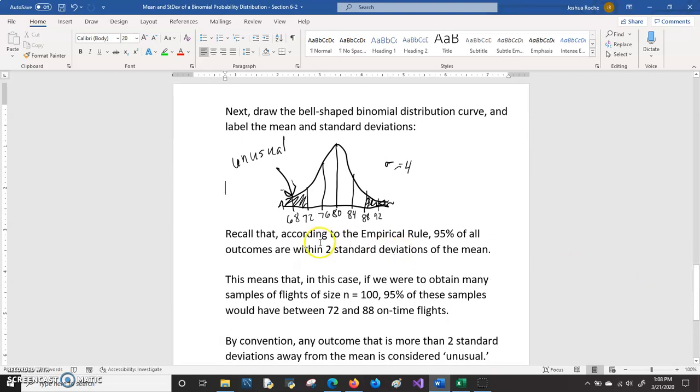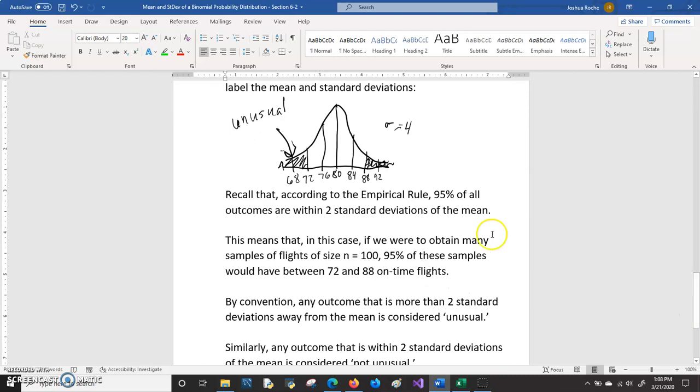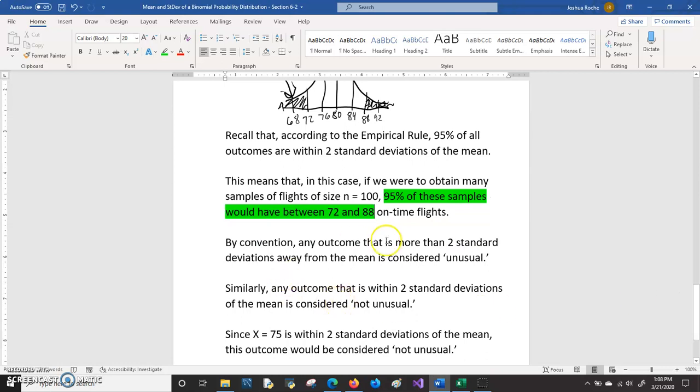And so in these notes, it's just explaining that we're using the empirical rule, and making a note that our cutoffs for the middle 95% are between 72 and 88. That's here and here. And again, as I mentioned, any outcome that is more than 2 deviations away is considered unusual. Any outcome that is within 2 deviations is considered not unusual.